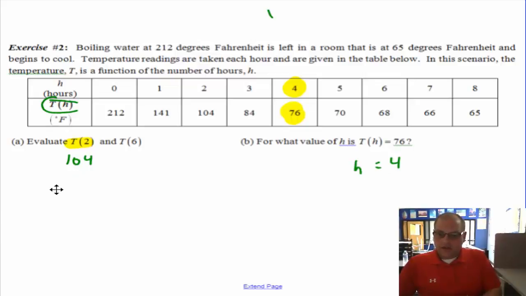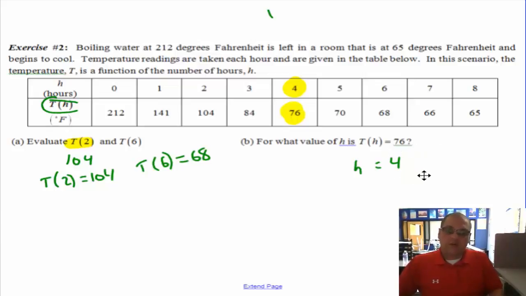So this would be t of 2 equals 104, and t of 6 equals 68. And t of h equals 76, so h equals 4 when that's the case. See the relationship x, y? It's basically x, y. But instead of y, it's the function t of h. The function t based on h. They're telling you the variable in parentheses.